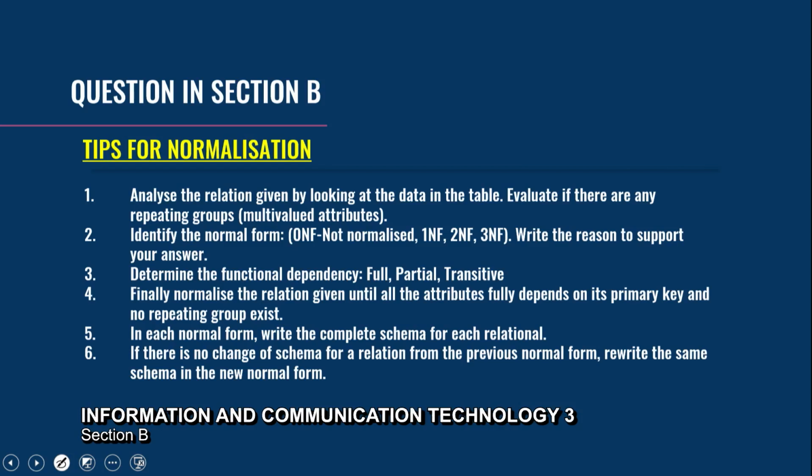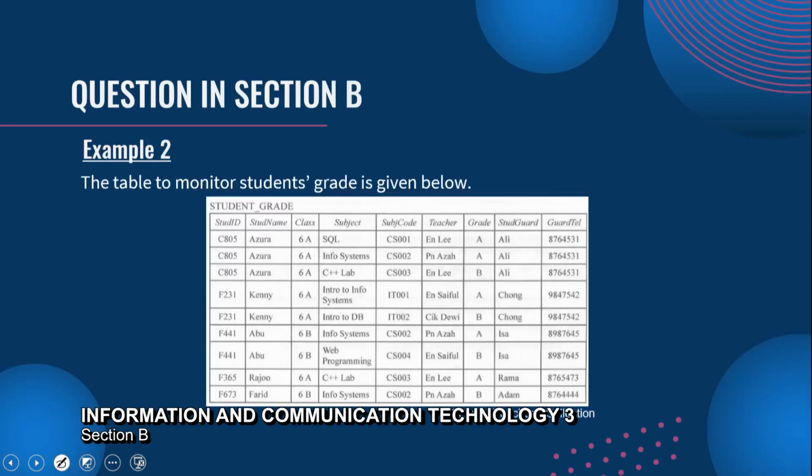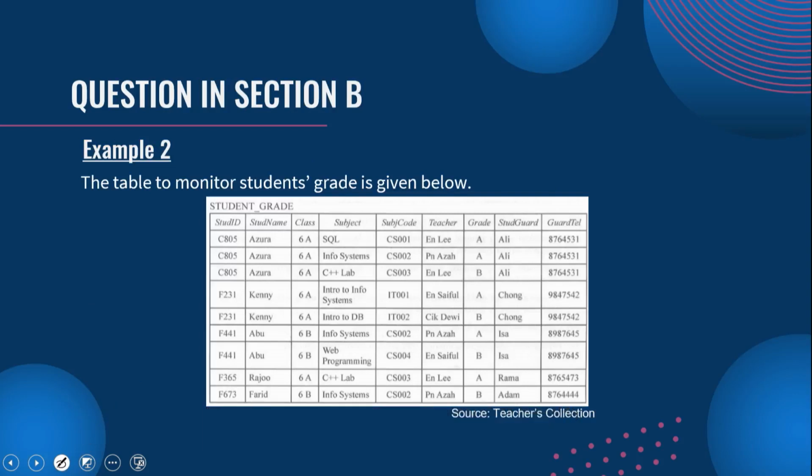This is very important. Number 5 and number 6 are important. Let's look at this example. You are given a table and then you analyze the table.